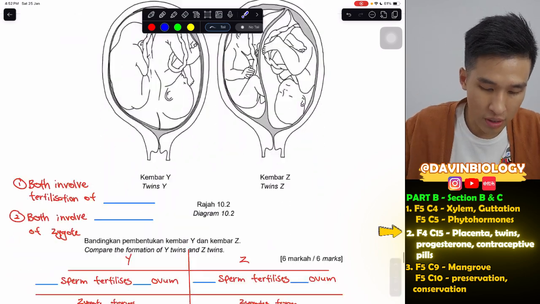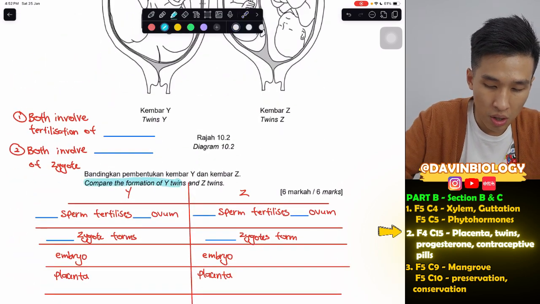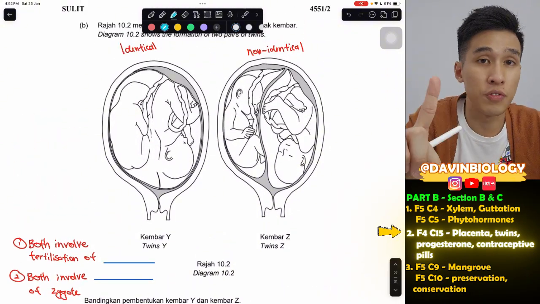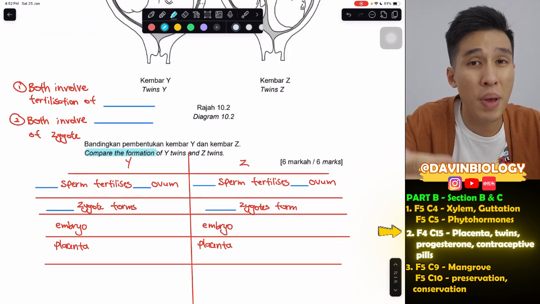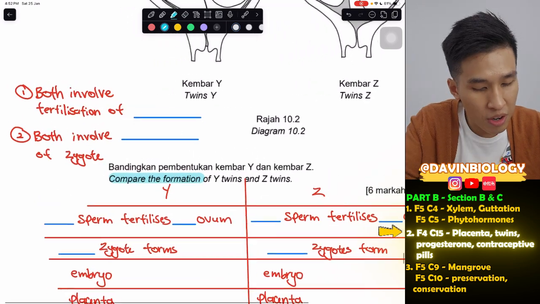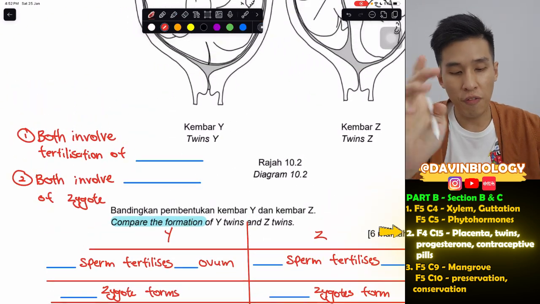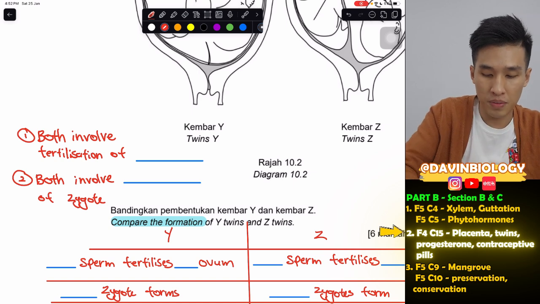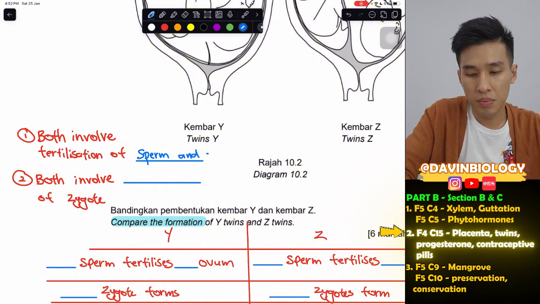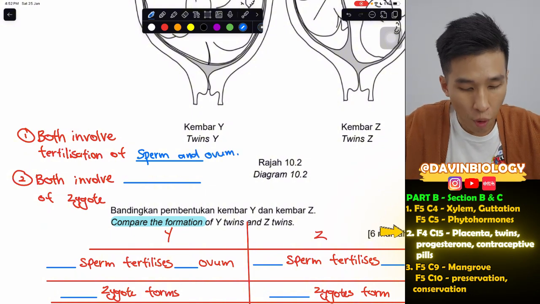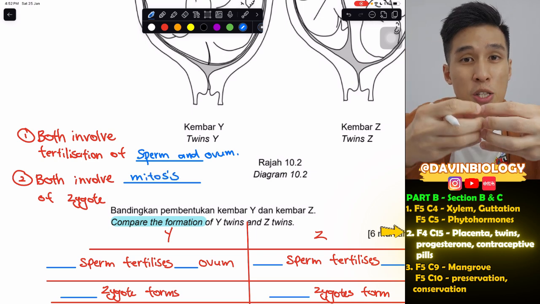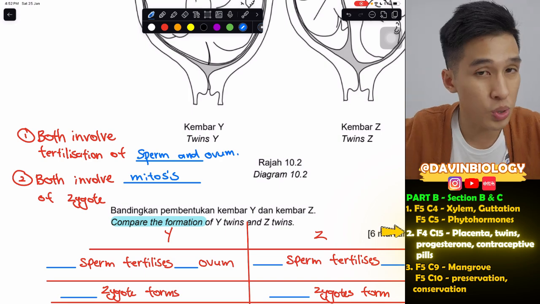Okay. Now for this question, they ask you to compare the formation of the 2 twins. So you cannot say identical or non-identical as one of the differences, because they didn't ask about the twins, they asked to compare formation. So this question is a bit specific. For similarities, no matter what twins you are, first you are formed through fertilization of sperm and ovum, and both involve mitosis of the zygote. So both come from a zygote and slowly divide by mitosis into these 2 twins.